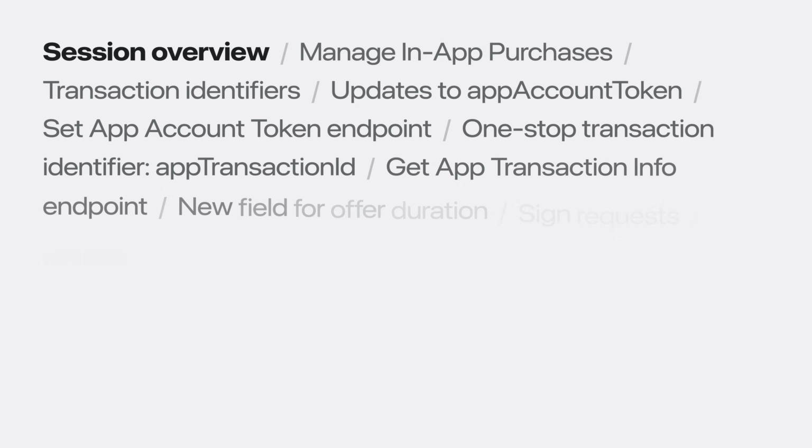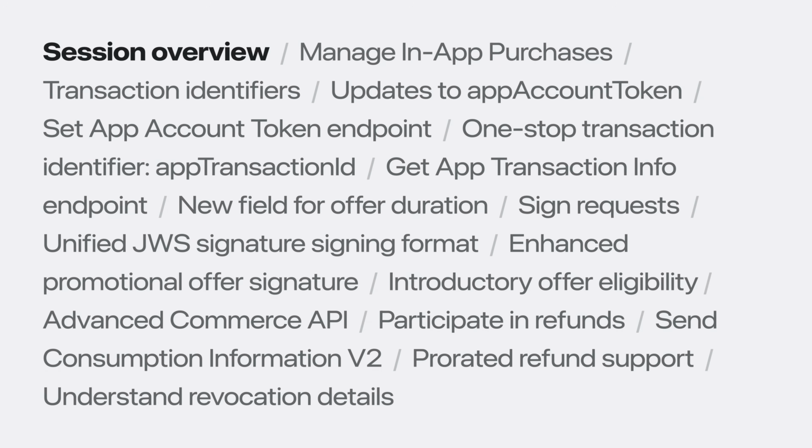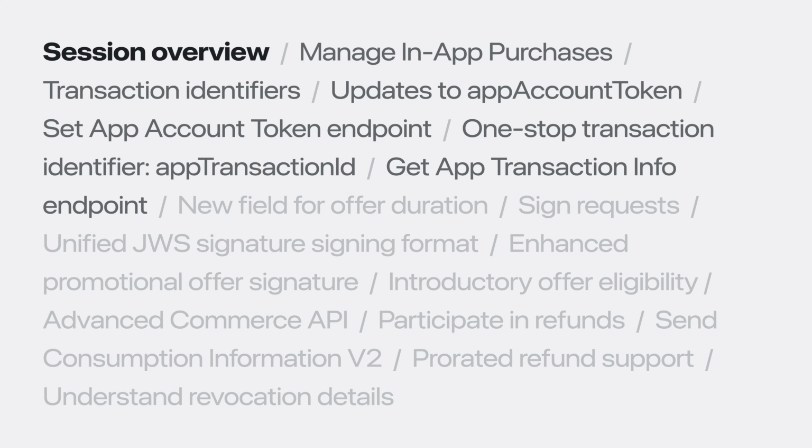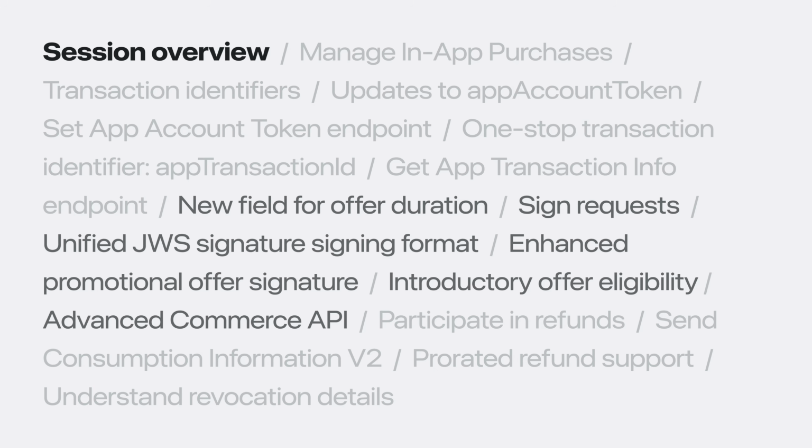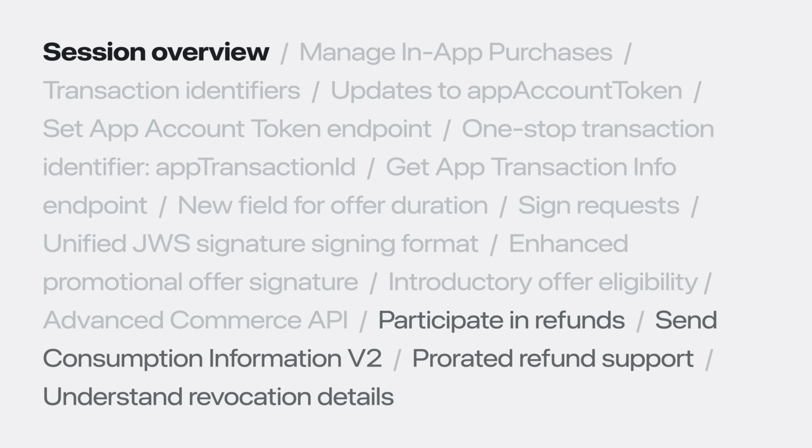I hope you'll use the new Send Consumption Information V2 endpoint to participate in the refund decision process, as it is now easier and more powerful than ever. We have covered a lot today. Let's quickly recap. I showed you various transaction identifiers and introduced App Transaction ID as a one-stop transaction identifier. Then, I explored the unified JWS signature signing format. Finally, I showed you how easy it is to participate in refund decisions.